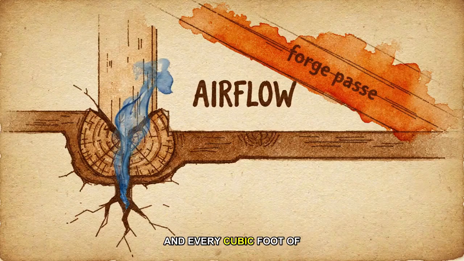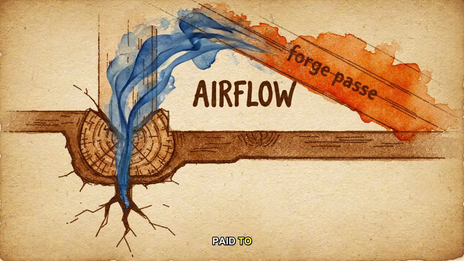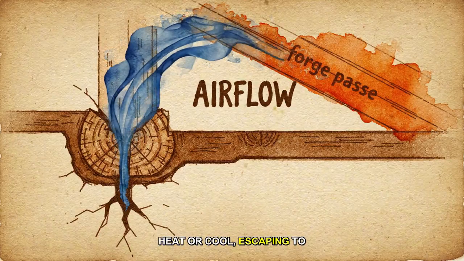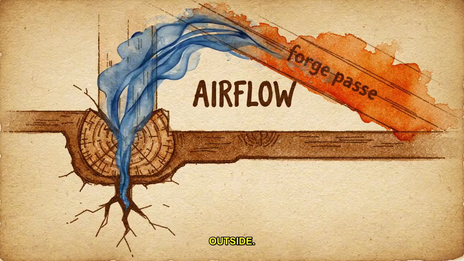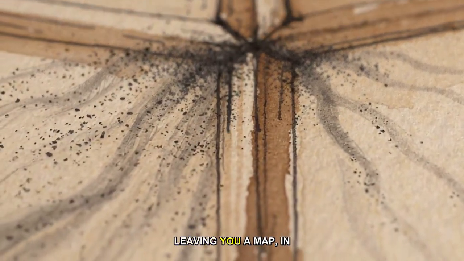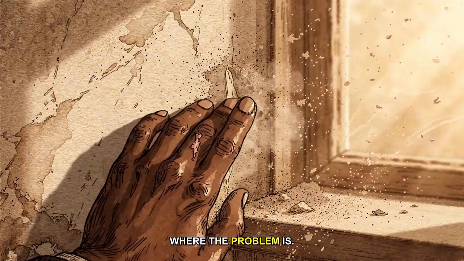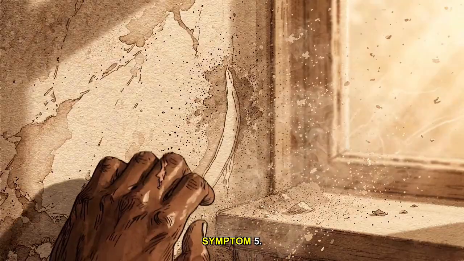And every cubic foot of air that moves through those gaps is conditioned air you paid to heat or cool, escaping to outside. This symptom is your house leaving you a map in dust on your walls, showing you exactly where the problem is.